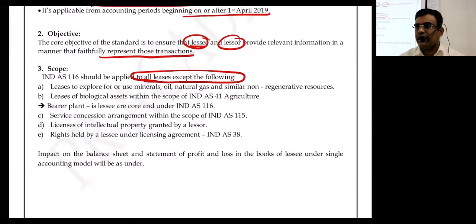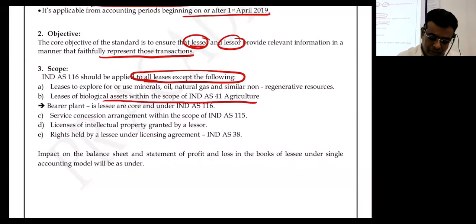Have you studied it anywhere? Yes or no? 104. 106. Okay, so there is a standard. The standard will take care. Next, leases of biological assets within the scope of IND AS 41. Yes or no? Biological assets lease is not covered here. That is covered under that standard only.